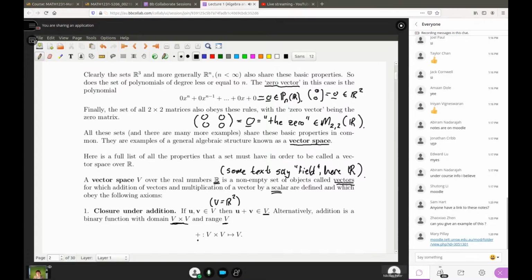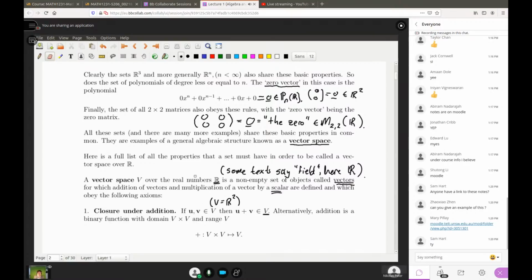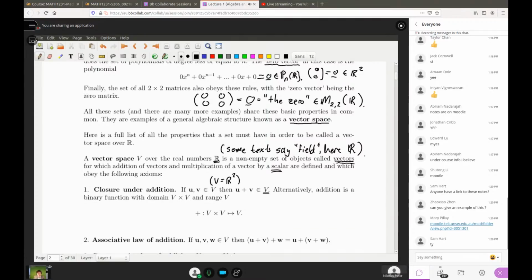What am I trying to say here? Those of you who are inclined towards computer science might like to think of plus as an operation which takes two inputs and produces an output, and all those three things have the same type. That's what this definition is trying to say.